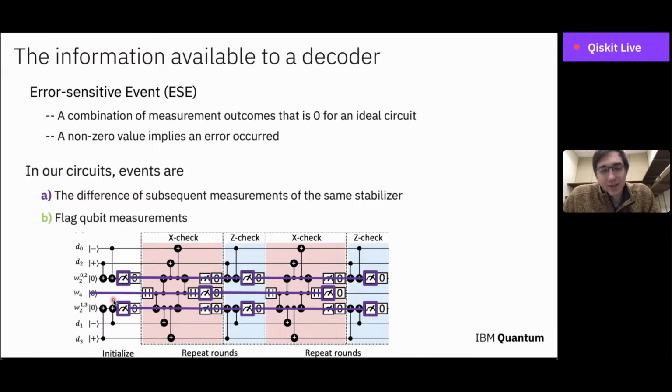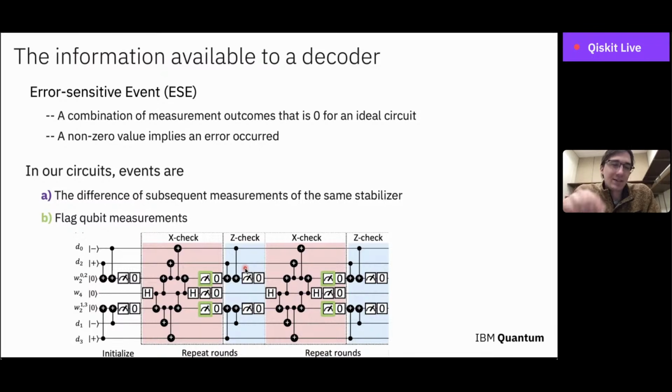And then in this case, technically, we have initialized to the -1 logical eigenstate, but also +1 eigenstate of the x check. So actually, the first time we measure the x check, we expect to get 0. So that by itself is an error sensitive event. Okay, so these are some details, but essentially the difference of subsequent measurements.